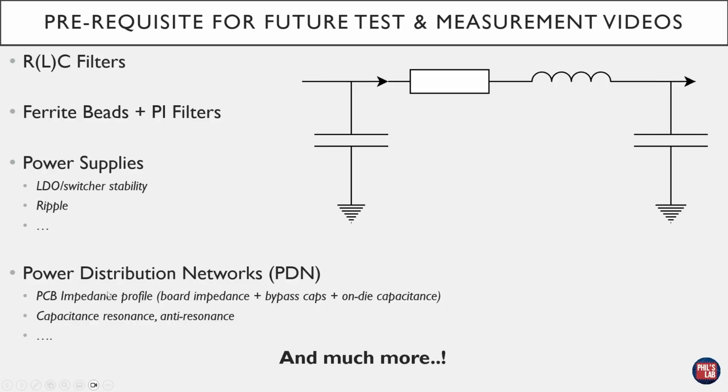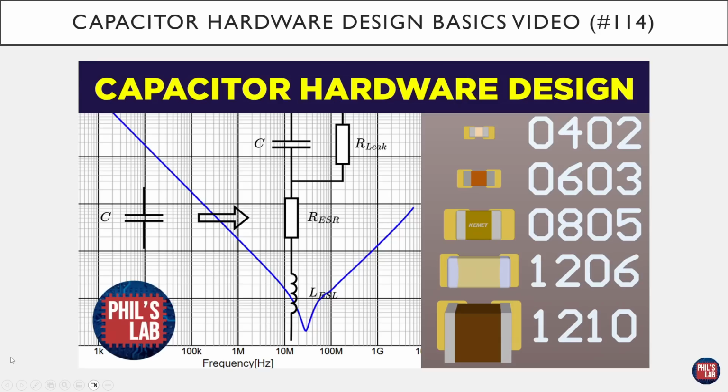We'll also be looking at power distribution networks, looking at the PCB impedance profiles, measuring the board impedance with bypass caps, looking at capacitor and capacitance resonance and anti-resonances, and all of these videos will build on videos such as this one. If you haven't already, as a primer to this video, make sure to check out video number 114 on my channel. A link will be in the description box below, which is entitled Capacitor Hardware Design Basics, which you can see as somewhat of a prerequisite or starter video to this one.